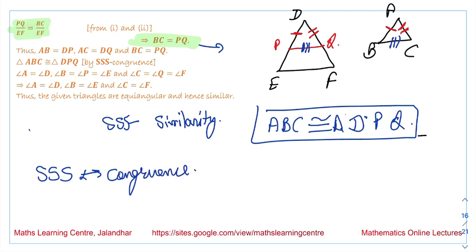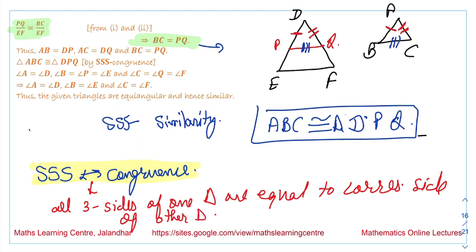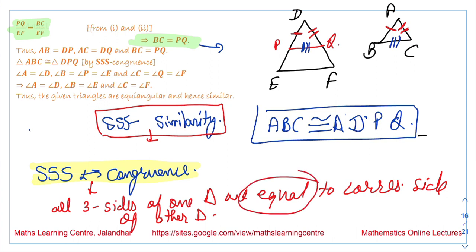When we are talking about the congruence criteria, we are saying that all three sides of one triangle are equal to the corresponding sides of the other triangle. But when we are talking about the SSS similarity criteria, we are not talking about equal to. In place of equal to, we are talking about proportional. These sides are proportional to each other. Now over here we have these three sides equal to each other, so both these triangles are congruent.